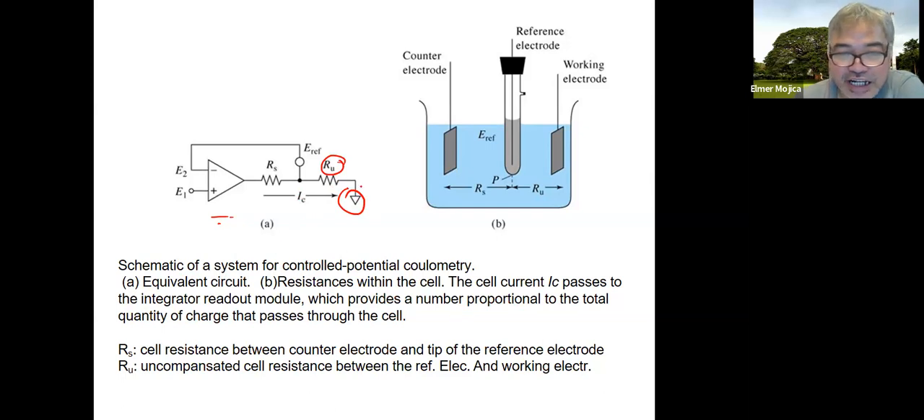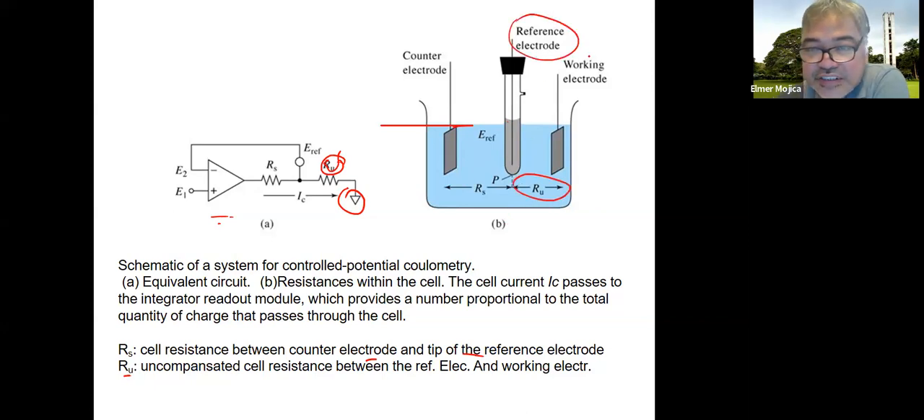passes through. So the RS there is the cell resistance between the counter electrode and the tip of the working reference electrode, and the RU is the uncompensated cell resistance between the reference electrode and the working electrode. If you're going to look how they act here, this is where the RS is, the cell resistance between the counter and the reference electrode, and the RU there is the one between the reference electrode and the working electrode.